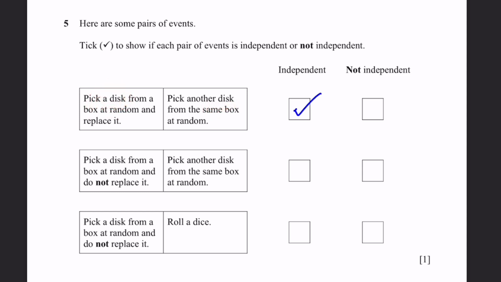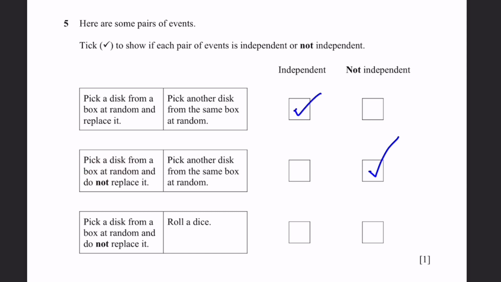Pick a disk from a box at random and do not replace it, and then pick another disk from the same box at random. These are not independent because one disk is not replaced. So whichever one we take in the first one, we cannot take in the second. That means what we get in the second one depends on the result of the first one.